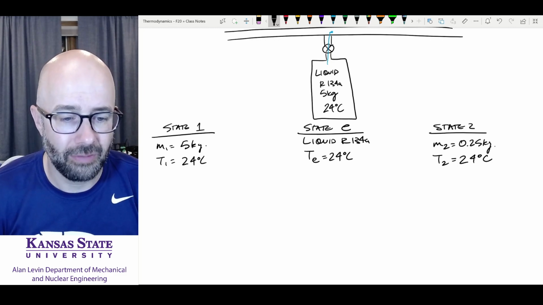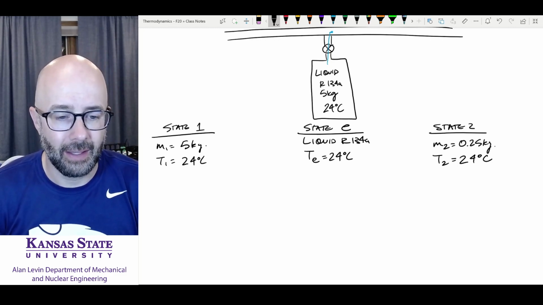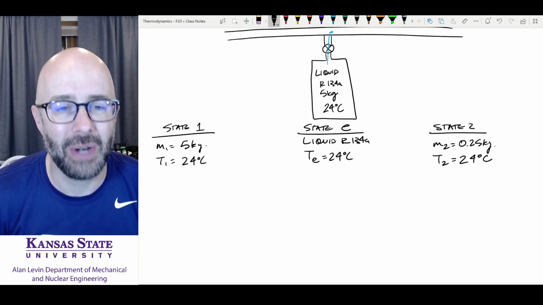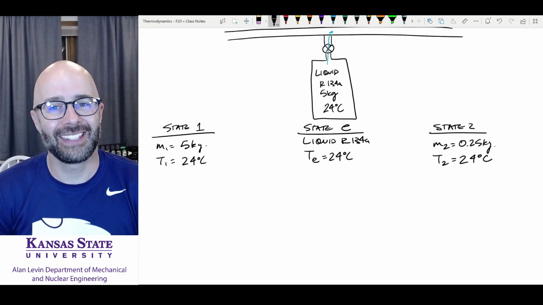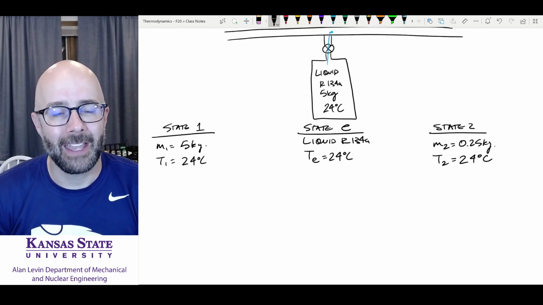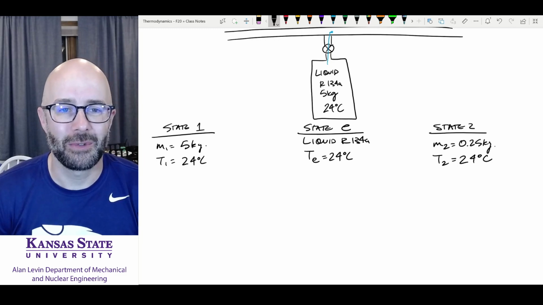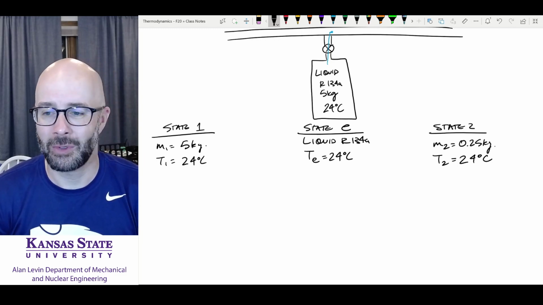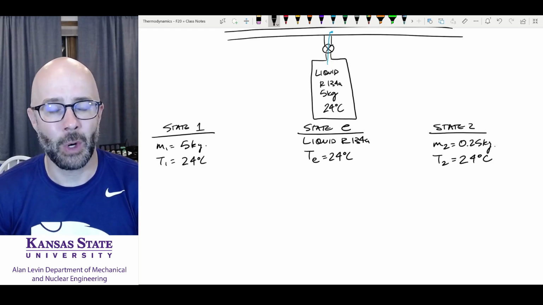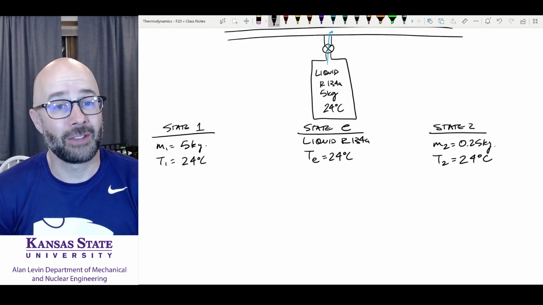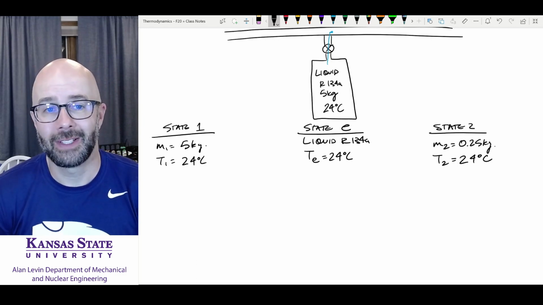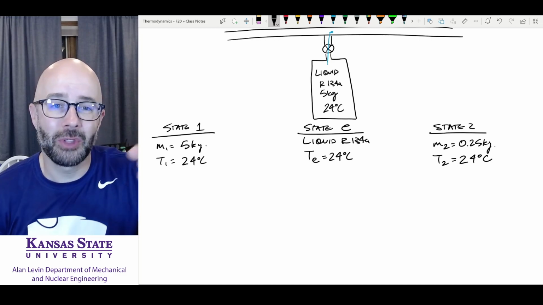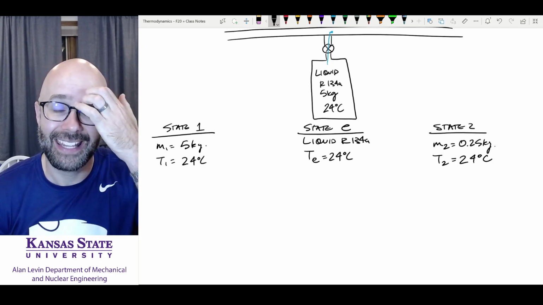What they want us to figure out is the total heat transfer for this container. I gave this on a test a few semesters ago, and students would say, easy, 0. If it's isothermal, there's no heat transfer. But that is not correct. Isothermal is temperature, not heat.